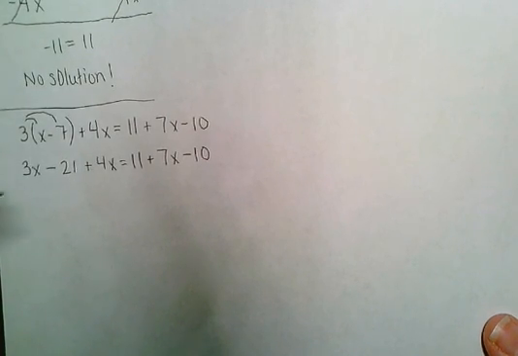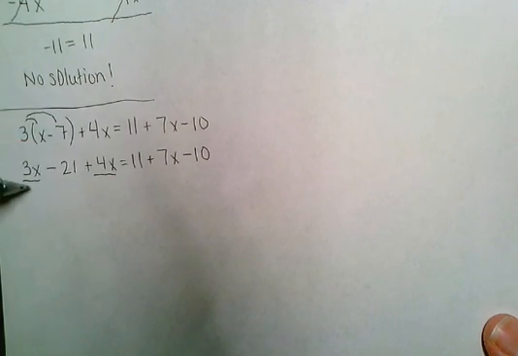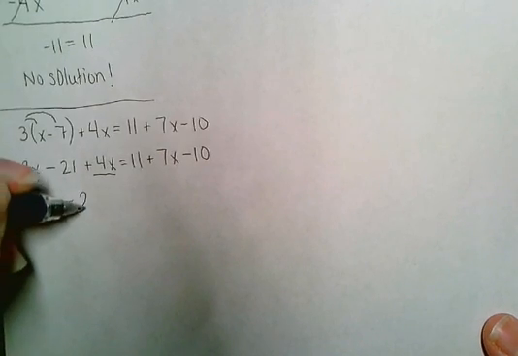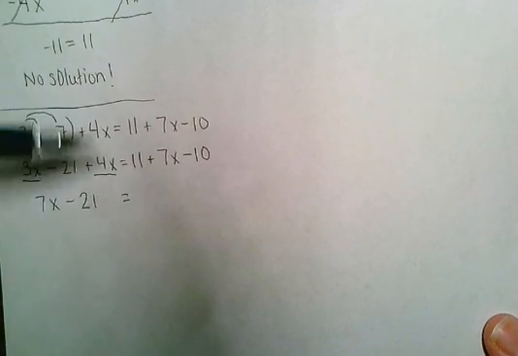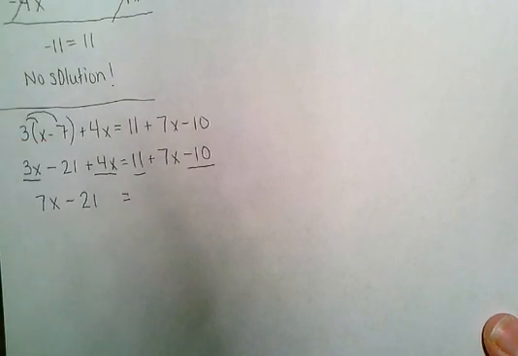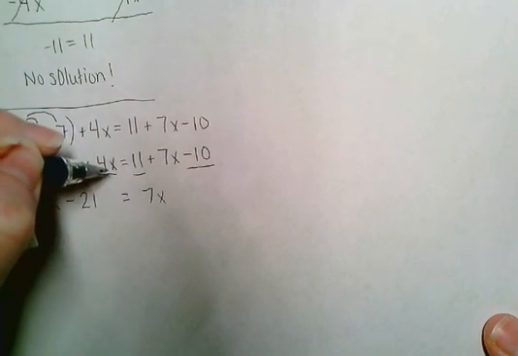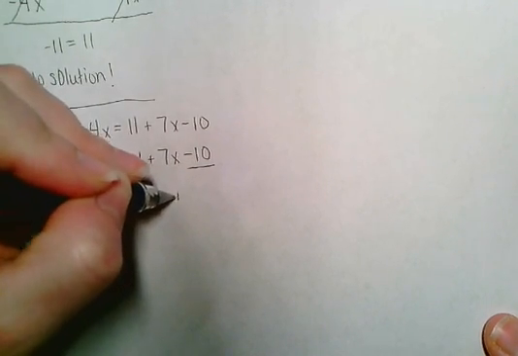So now I need to get the x's on one side. I need to combine like terms first. So on the left side of the equal sign, I have 3x and 4x, which are like terms. And if I combine 3x and 4x, I get 7x minus 21. And then on the right-hand side, I have 11 and negative 10, which are like terms also. So 11 and negative 10 combined, I have my 7x, and then I have 1, right?